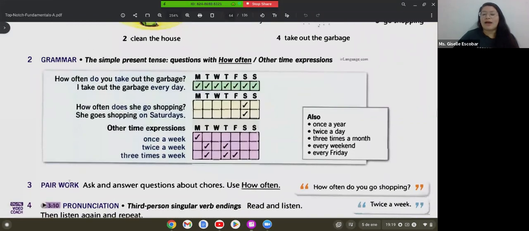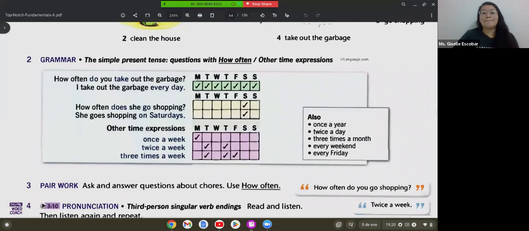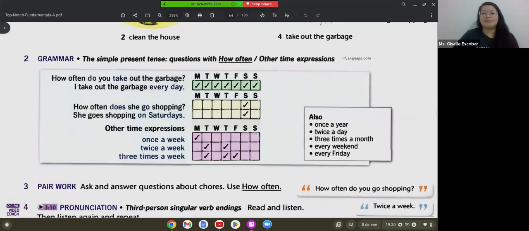And now we have a pair work. So in this pair work, it is asking us to ask and answer questions about chores. Use how often. So vamos a ¿Qué vamos a hacer?